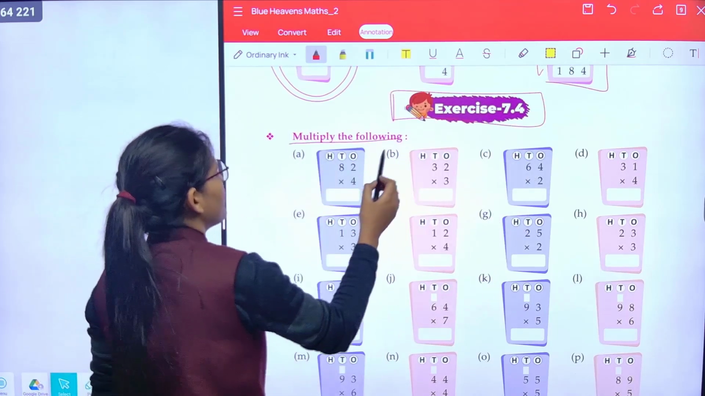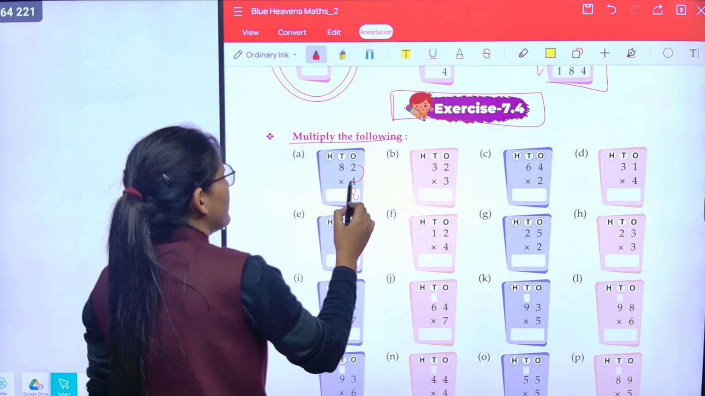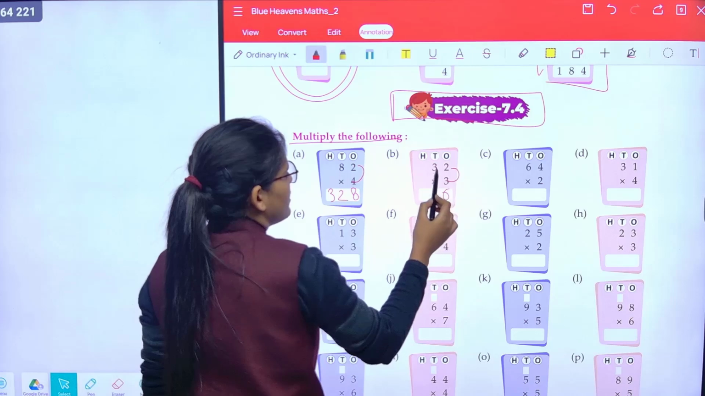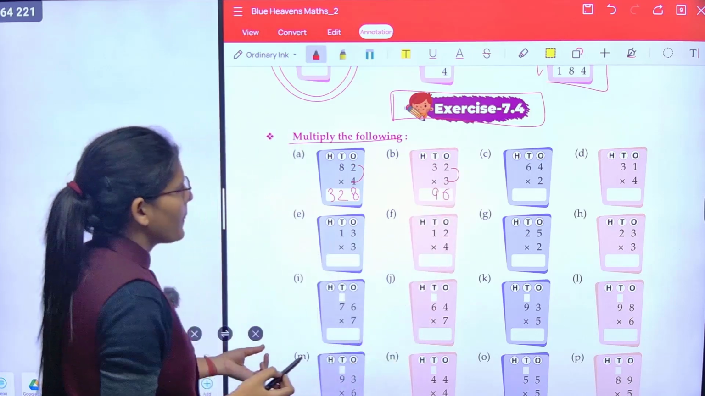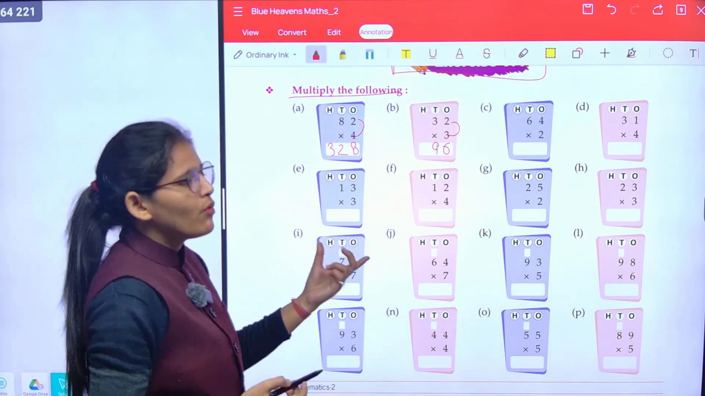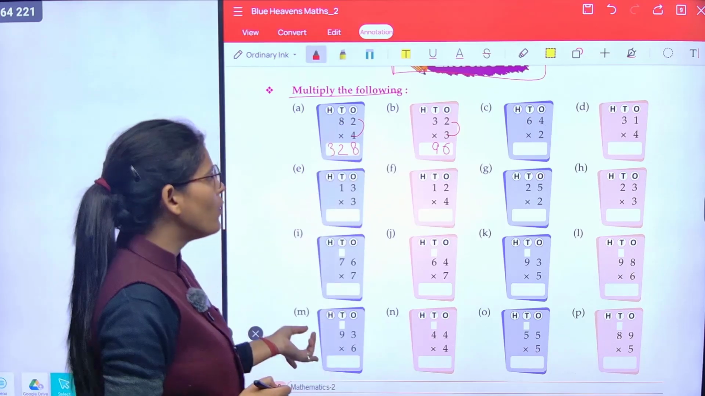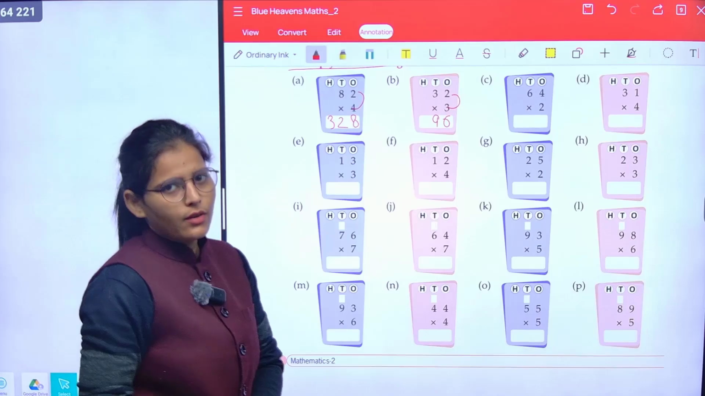Come to exercise 7.4. Multiply the following. 4 2s are 8. 4 8s are 32. 3 2s are 6. 3 3s are 9. Okay. Just do the questions carefully and write the digits carefully. Okay. Now, rest of the parts, do yourself.